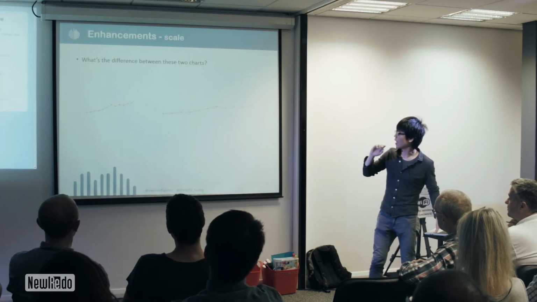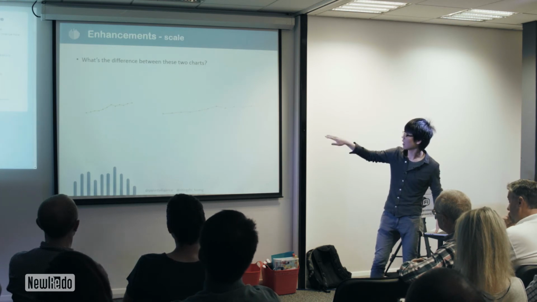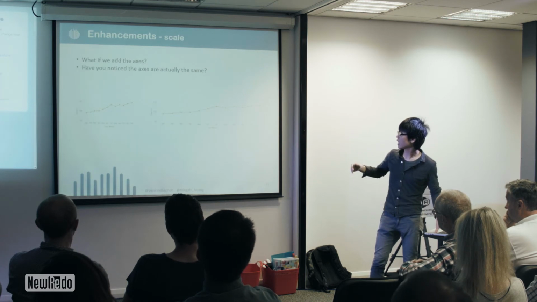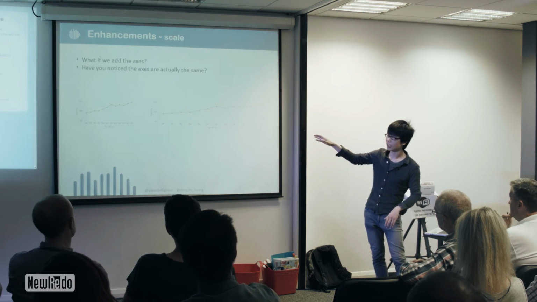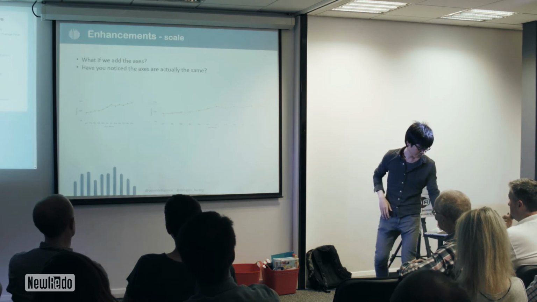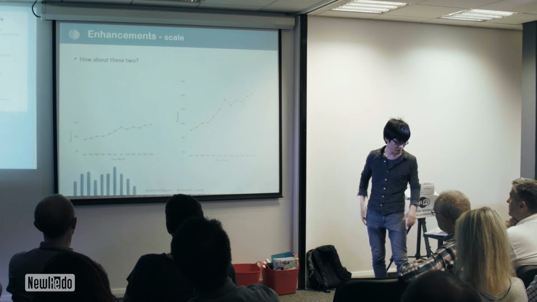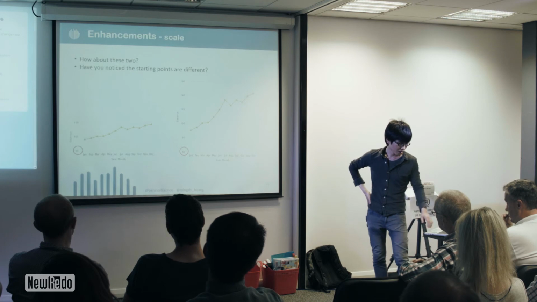Another example in here, if you look at these two lines, they look quite different. The second one seems to be slightly more flat. But when you add the axes to the two line charts, you might notice actually they are representing the same data, okay? Same as these two charts, they are representing the same data, but they look quite different, okay? Do you even notice the two starting points are different? So these are the things that probably keep people quite confused, okay?